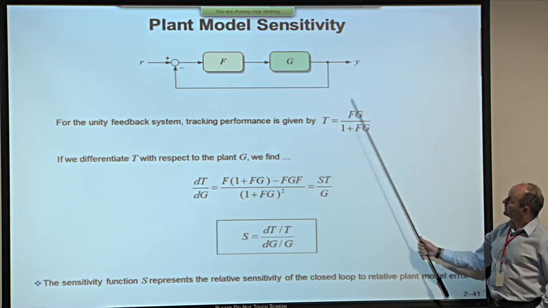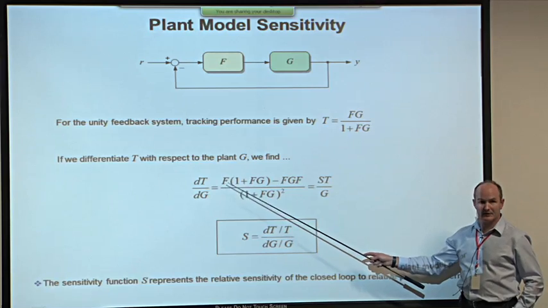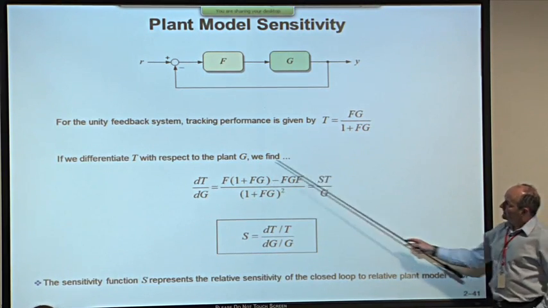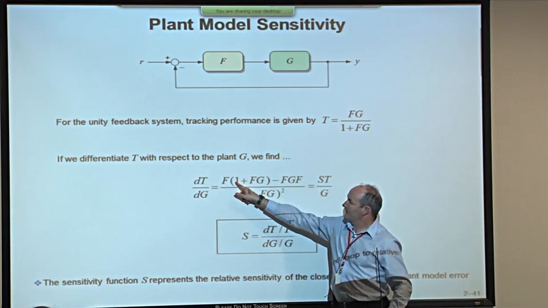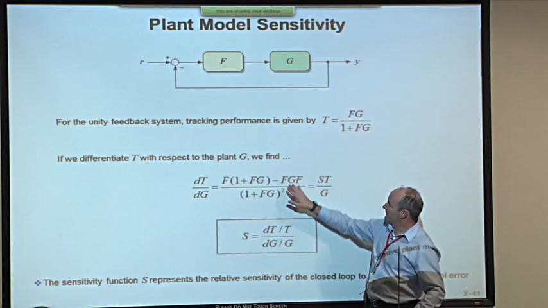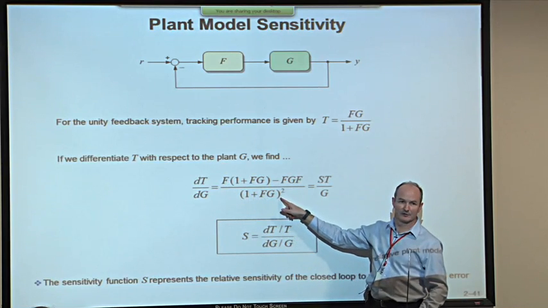Now, we can apply the quotient rule to this to calculate it. Remember the quotient rule for differentiation? v du minus u dv, all that stuff. And this is what you get. Now, in this equation, dt by dg, you have f plus f squared g minus fgf on the top line. So that cancels with that, and you're left with f divided by 1 plus f times g all squared.